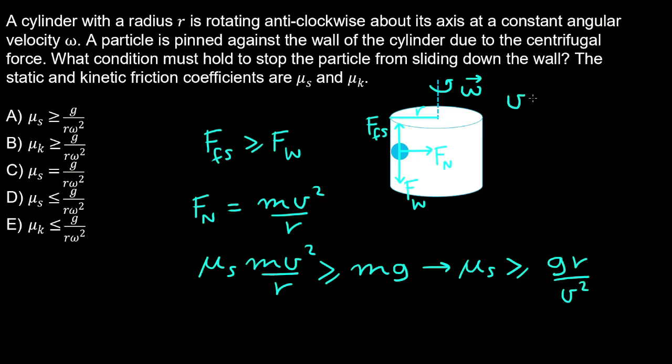And given that the speed is equal to r by the angular velocity, we obtain gr on r squared omega squared, which implies mu s must be greater than or equal to g on r omega squared. So the correct answer is A.